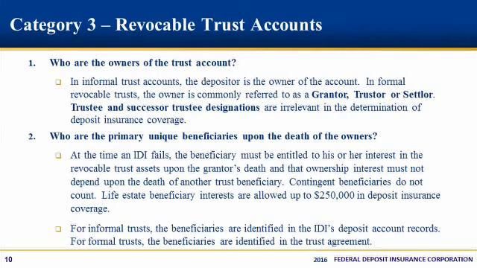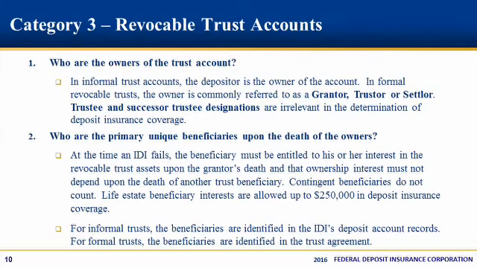The second question is, who are the primary unique beneficiaries upon the death of the owners? At the time a bank fails, to be counted or considered as a beneficiary under FDIC rules, the beneficiary must be entitled to his or her interest in the revocable trust assets upon the owner's death, and that ownership interest does not depend upon the death of another trust beneficiary. Please recognize that a contingent beneficial interest does not count. Life estate beneficiary interests, such as those that often exist for a surviving spouse, are insurable as any other eligible beneficial interest up to $250,000.